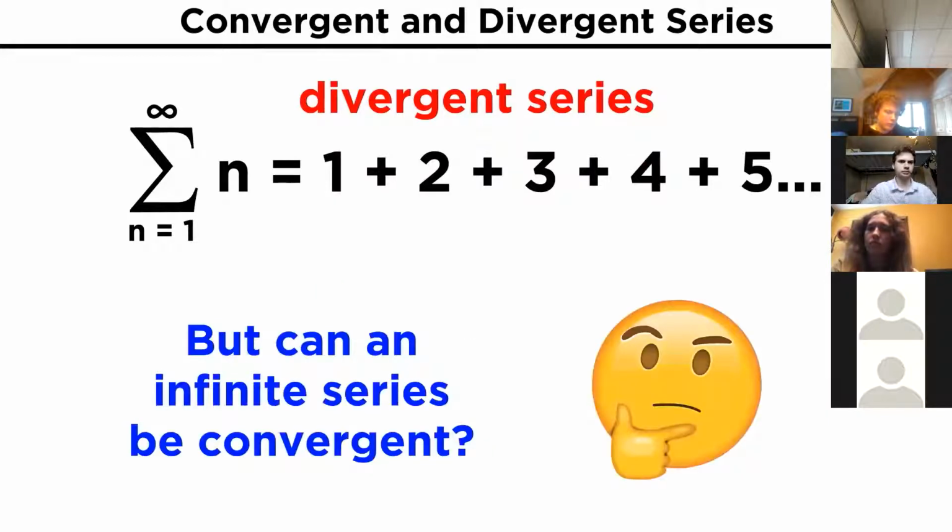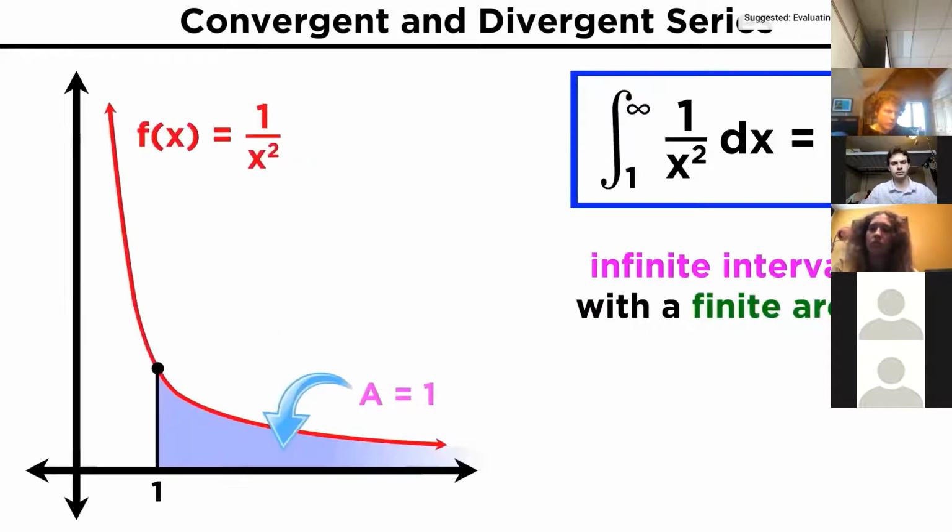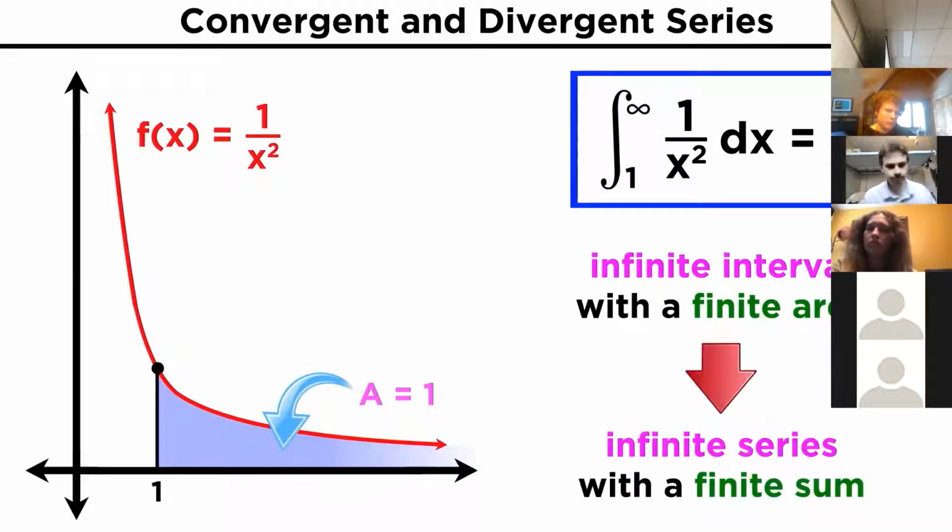Can any infinite series be convergent? That is, can an infinite number of terms add up to give a finite number? Well, when we looked at improper integrals, we saw exactly this sort of thing happening with a limit of integration going to infinity, but still yielding a finite value for the area under the curve. So we shouldn't be too surprised that convergent infinite series exist.